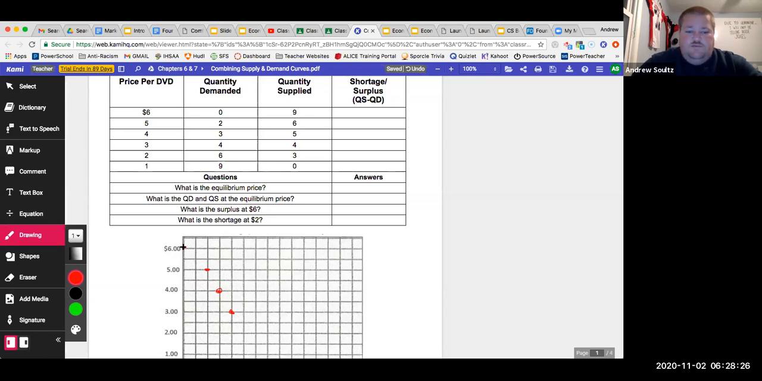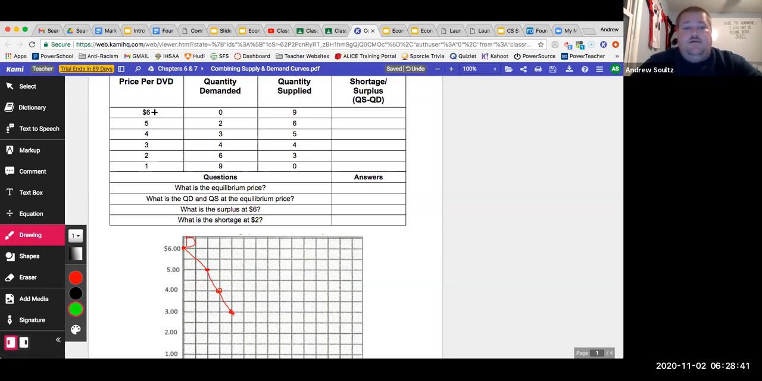And then once you plot all your points, what I'd like for you to do is to go ahead and connect those and make a downward sloping demand curve. And it's always a good idea to label our curve. And so I'll put a D up there for demand.